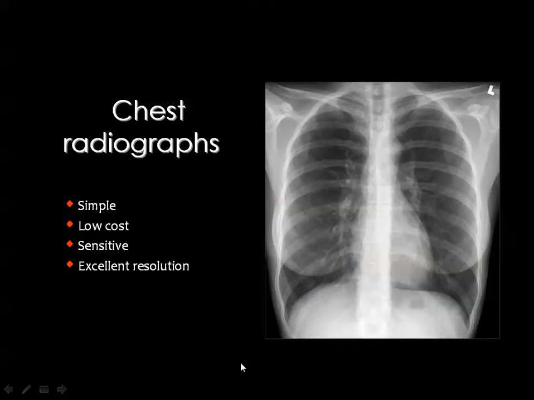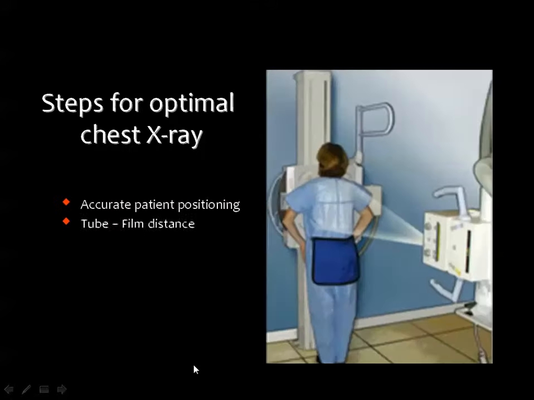And as you all know, the chest x-ray is a very simple radiographic technique and is of relatively low cost. Meanwhile, it is relatively sensitive, providing excellent resolution and good differential diagnosis for most of the intrathoracic lesions. Then in order to interpret the chest x-ray, we should know the criteria of the optimal chest x-ray.